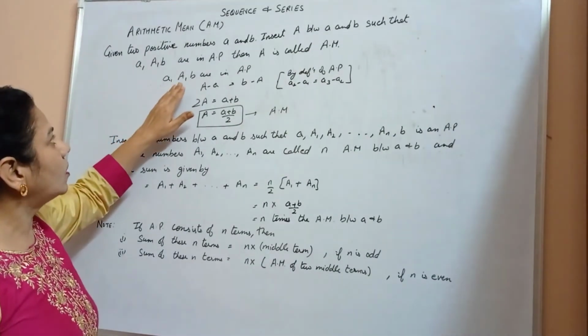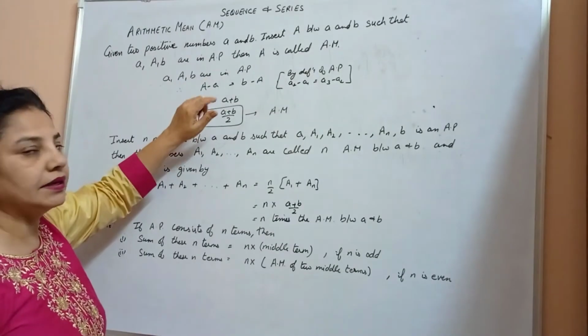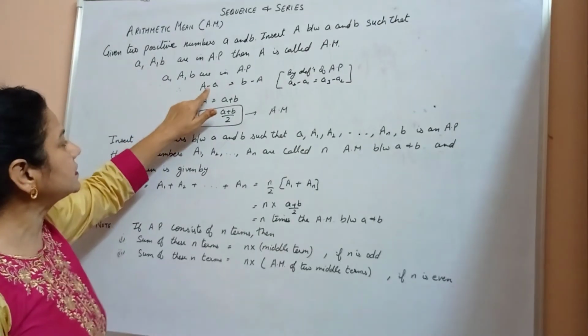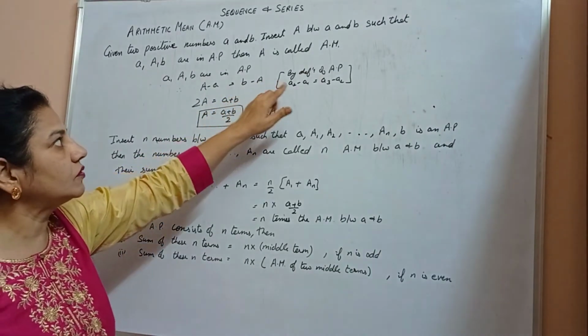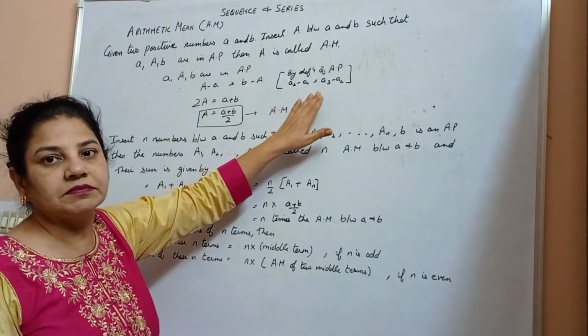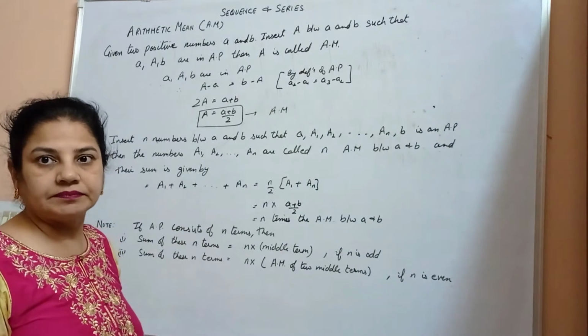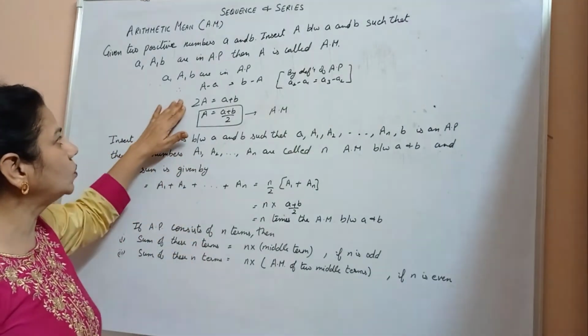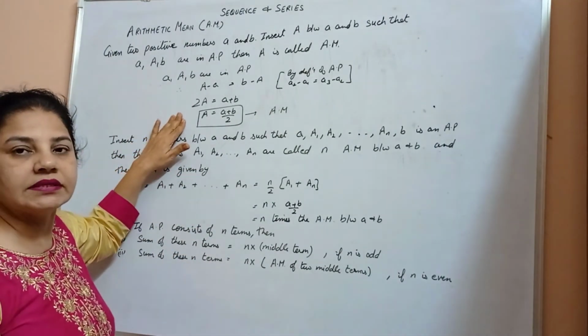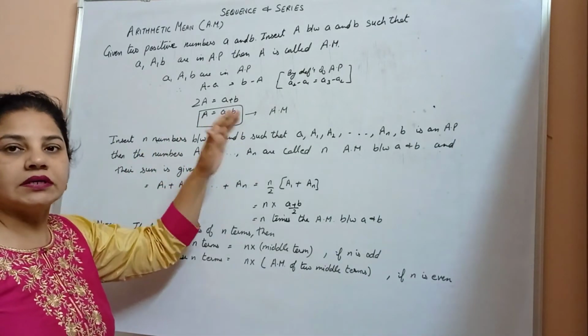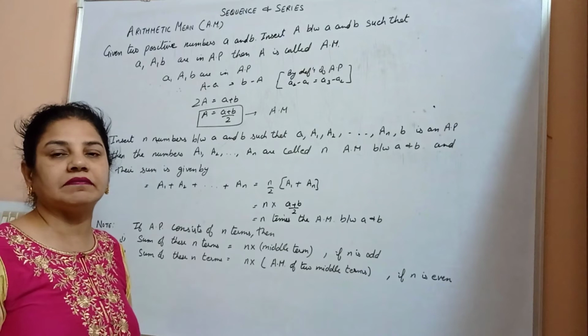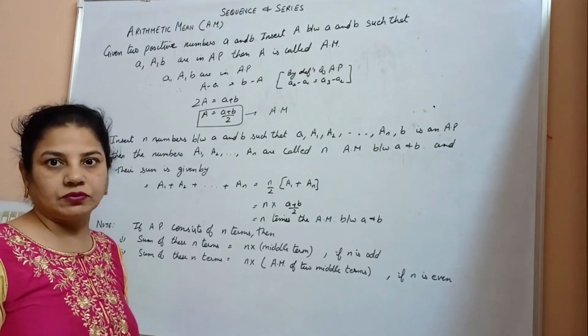As a, A, b are in AP, therefore A minus a is equal to b minus A. By the definition of AP, second term minus first term is equal to third term minus second term. So here we get 2A is equal to a plus b, and A is a plus b by 2, which is the arithmetic mean. So the arithmetic mean between the two numbers is given as the average of the two numbers.